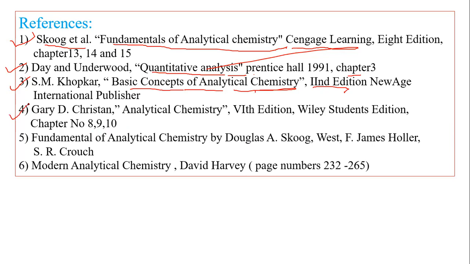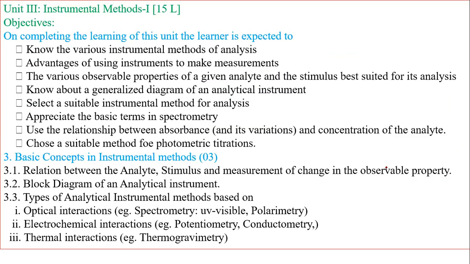After that, the next book is by Gary D. Christian, Analytical Chemistry, and it's the sixth edition we are going to focus upon. After that, Fundamentals of Analytical Chemistry by Skoog and West. This book is used as a reference material at the maximum places. Then Modern Analytical Chemistry by David Harvey. That book is there. Now the last unit, the third unit, Instrumental Methods, again carries 15 lectures.